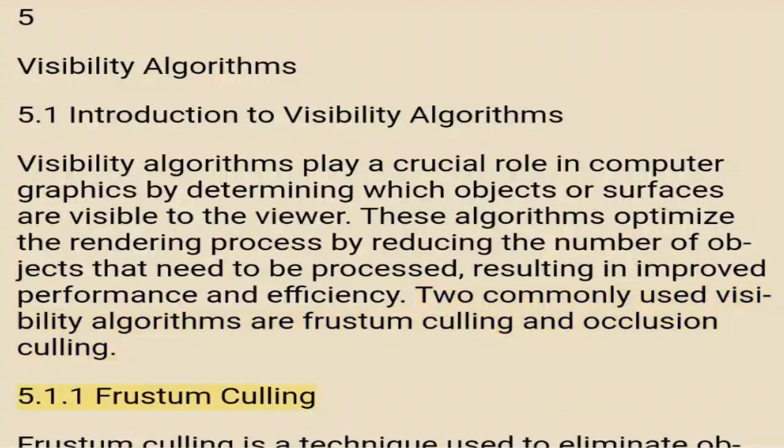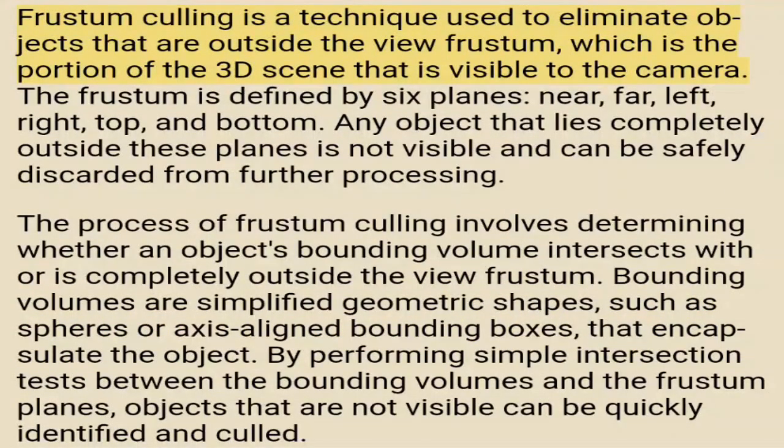5.1.1 Frustum culling. Frustum culling is a technique used to eliminate objects that are outside the view frustum, which is the portion of the 3D scene that is visible to the camera. The frustum is defined by 6 planes: near, far, left, right, top, and bottom. Any object that lies completely outside these planes is not visible and can be safely discarded from further processing.